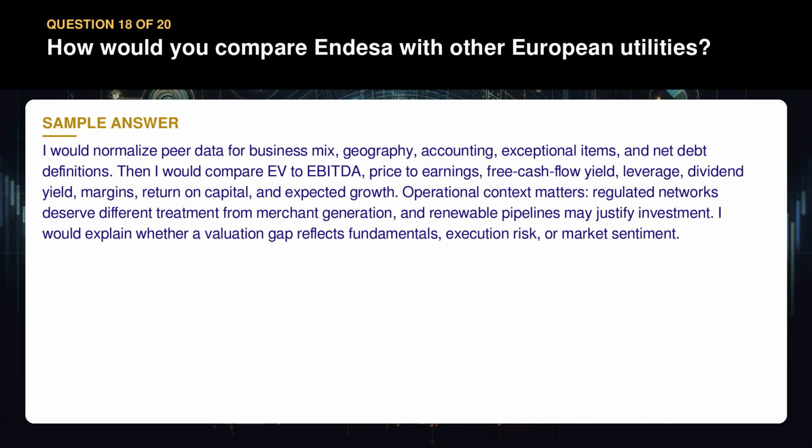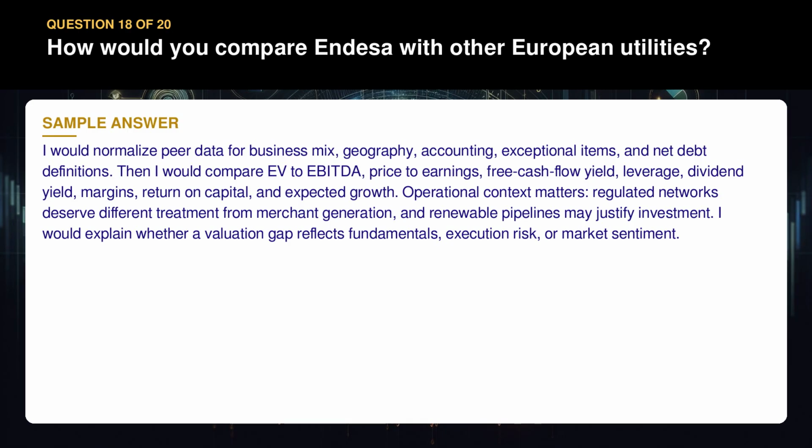Question 18. How would you compare Endesa with other European utilities? I would normalize peer data for business mix, geography, accounting, exceptional items, and net debt definitions. Then I would compare EV to EBITDA, price to earnings, free cash flow yield, leverage, dividend yield, margins, return on capital, and expected growth. Operational context matters.